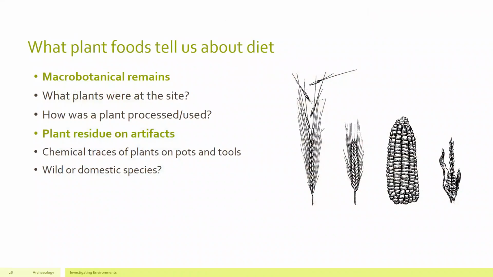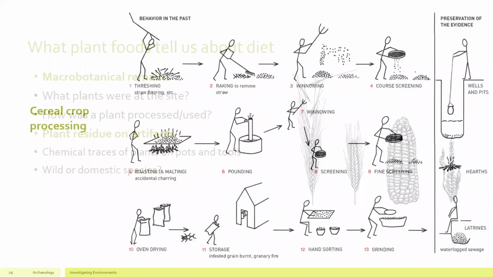So what plant foods tell us about diet is quite a lot. And we can look at plants through macrobotanical remains, what plants were at the site, how are plants processed and used. We can look at different plant residues on artifacts. Are there chemical traces of plants in the pots and on tools? We can look at wild or domestic species of plants and how those change through time. What is the relationship of people with plants in terms of the whole process of domestication and manipulation?